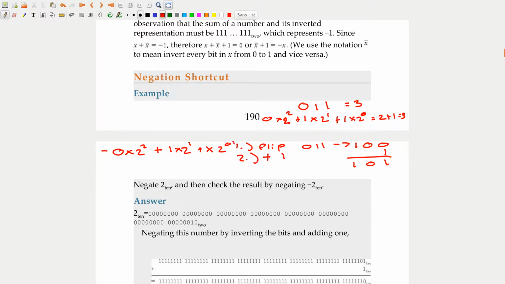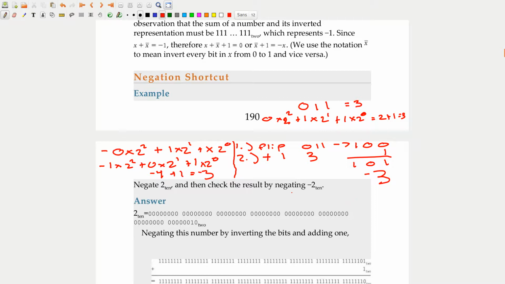When we flip and then we add 1, we change the number system to look like this now. And then we can calculate from here. So this is going to be negative 1 times 2 to the 2 plus 0 times 2 to the 1 plus 1 times 2 to the 0. And this is going to be negative 4 plus 1 is equal to negative 3. So we see we started with 3 and now we have negative 3.